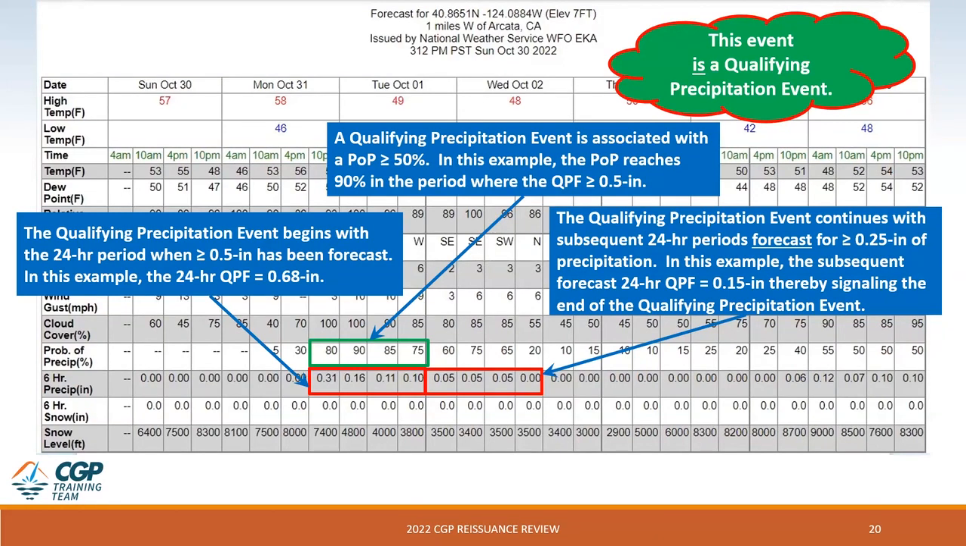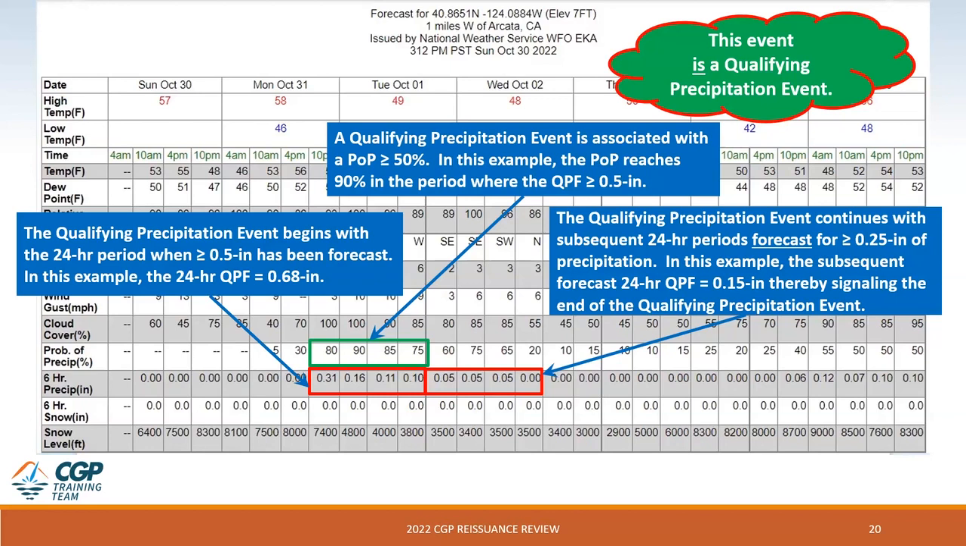Next, in the green box, we see that the probability of precipitation reaches 90% in the period when the QPF is greater than 0.5 inches. That forms a qualifying precipitation event.